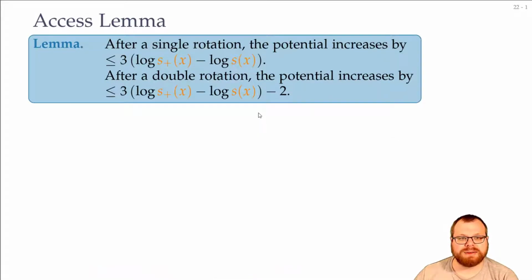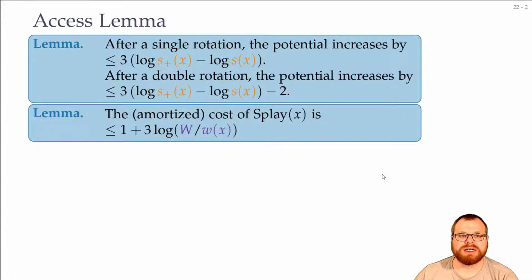So we have the following lemma. After a single rotation, the potential increases by this much, and after a double rotation by this much. And that we want to use to prove the access lemma. And the access lemma, that's the key part of everything. That tells us the amortized cost of the Splay function is 1 plus 3 log the capital W divided by the weight of the node. So in our example that we had where all the nodes have weight 1, this is just 1 plus 3 log n. So the amortized cost of Splay becomes log n if we just choose the weights as 1 for everything.